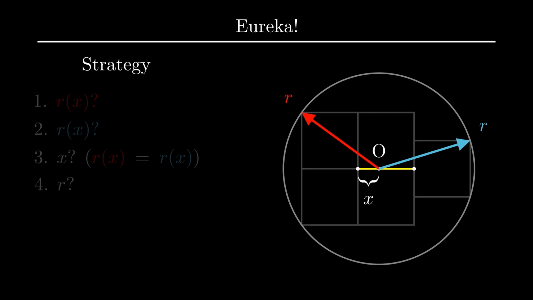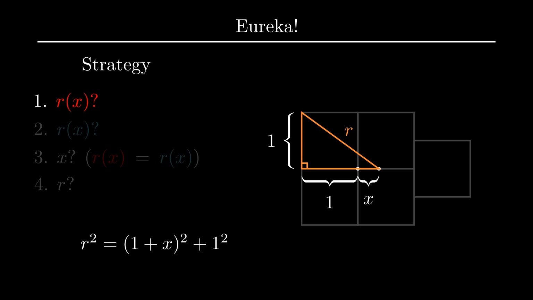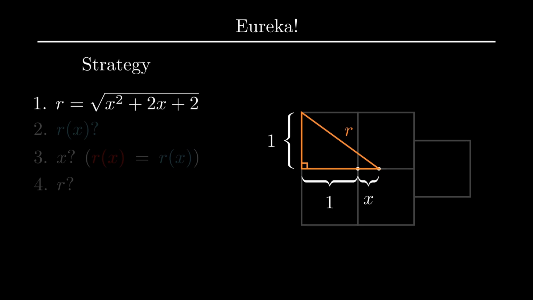So, let's do that. First, we calculate the radius r joining the circle center to the left top vertex of the upper left square in terms of x. As we have a right angle on the bottom left vertex of the triangle, we can use Pythagoras' theorem to get r squared equals 1 squared plus (1 plus x) squared. After simplification, we obtain r equals the square root of x squared plus 2x plus 2.